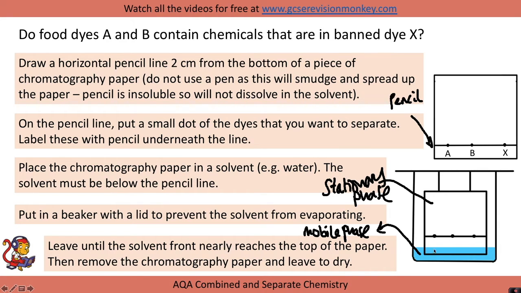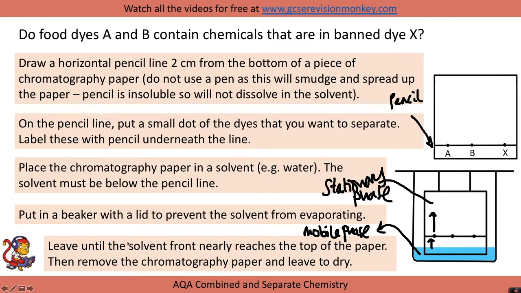And to do that, what happens is the solvent moves up the paper, and when it hits the dyes, it dissolves any of the soluble compounds in the dyes. They will then be carried up the paper in the mobile phase, and depending on their solubility, they will stop at different distances up the paper.